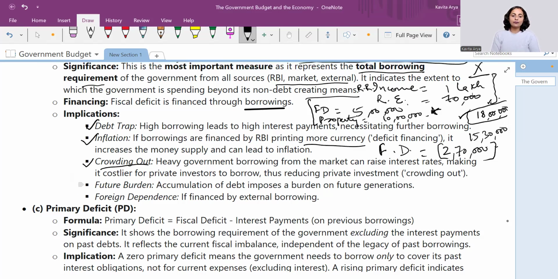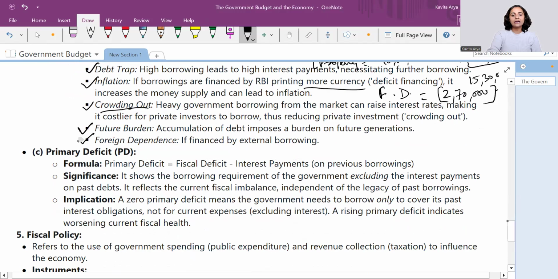Then we talk about the future burden. Of course, if we are borrowing, we are adding to our burden for the future because we are already engaging our receipts against those liabilities. And then the foreign dependence: if we are helping ourselves with external loans, it means they would poke their nose in our internal affairs, and hence we may have some foreign dependence as well as intervention by them, right?